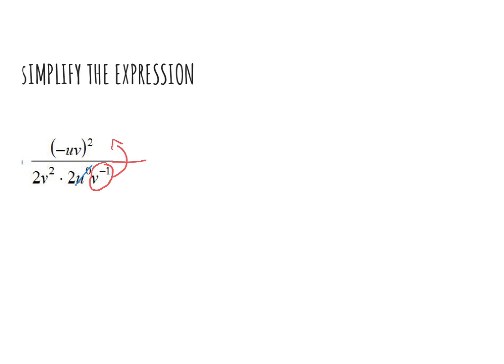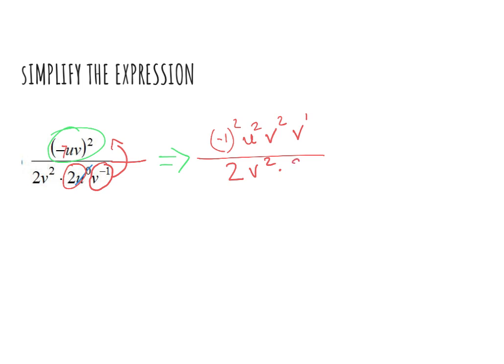And then I have this exponent that has parentheses, so I need to distribute. So I'm going to rewrite what this would look like. So I have negative, and that's like -1. So -1, that is being raised to the second power. We have u being raised to the second power. We have v raised to the second power. That's a u. And then we have this v that was in the bottom that now is on top. And now I'm going to write whatever was left on the bottom. So I have 2v squared, and then this number 2 is still there.